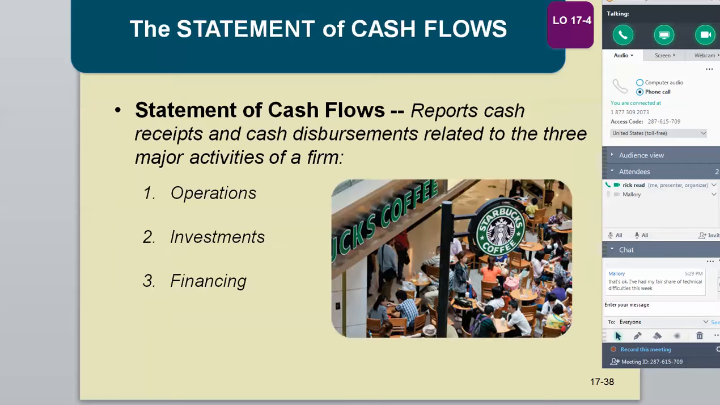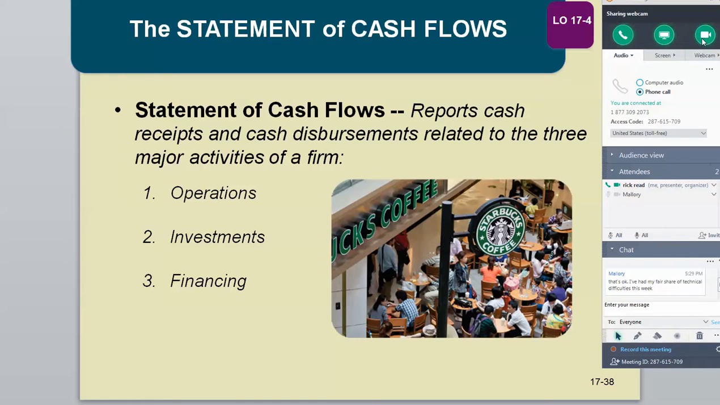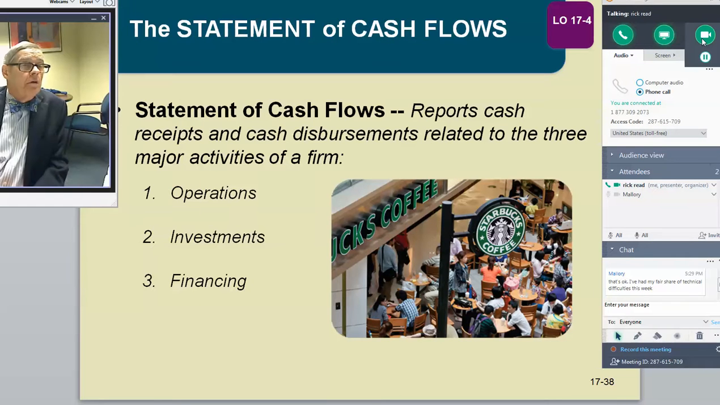The statement of cash flow is exactly what it says. What comes in, what goes out. Income, disbursement. And that covers operations, investment, and financing.